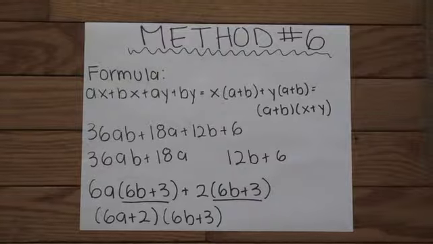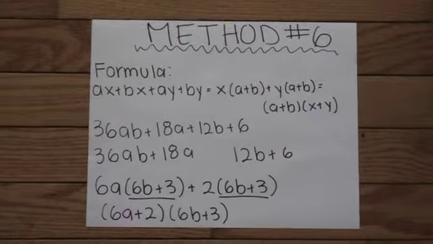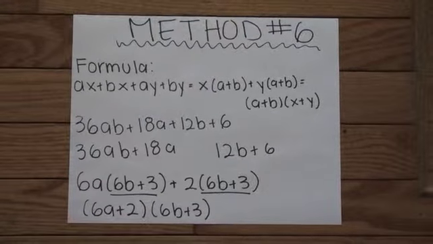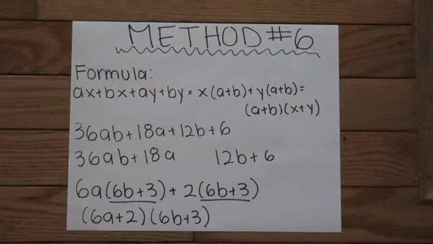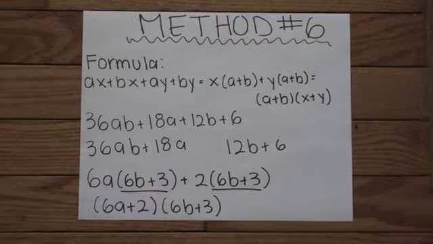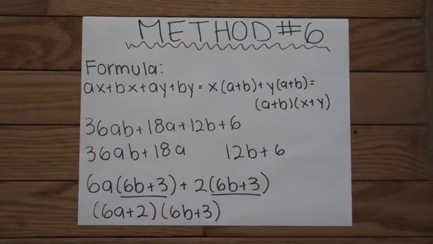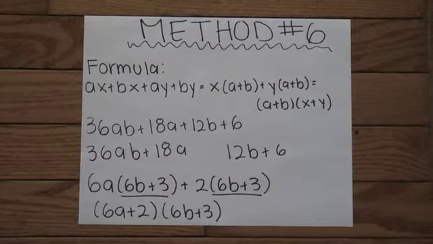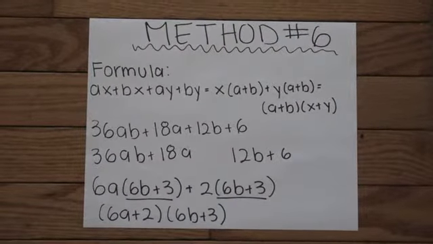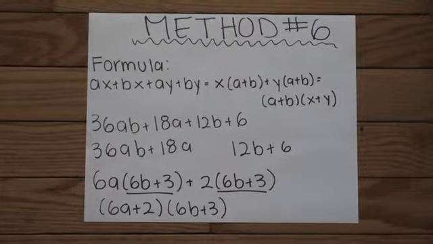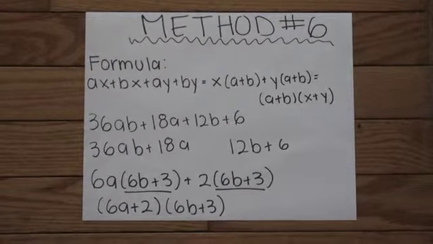The last method is grouping. When grouping, you use four terms. The formula for grouping is ax plus bx plus ay plus by equals x times the quantity of a plus b plus y times the quantity of a plus b equals the quantity of a plus b times the quantity of x plus y. An example of a grouping problem would be 36ab plus 18a plus 12b plus 6.